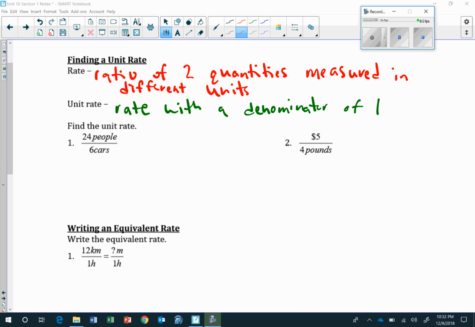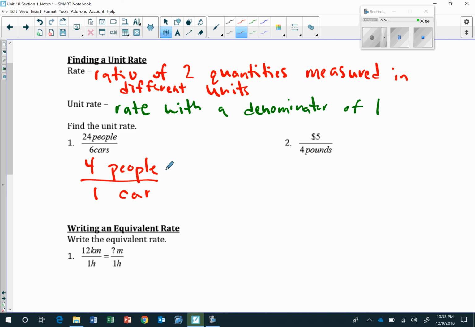So if you look at the directions, it says find the unit rate. Our sample rate is 24 people over 6 cars. So again, there's two different units, people and cars, which makes it a rate. And then to make it a unit rate, we need a denominator of 1. So to make the denominator 1, we have to divide by 6. But if we're going to do that on the bottom, we also have to do that on the top. So if we divide 24 by 6, we're going to get 4 people. And then 6 divided by 6 gives us 1 car.